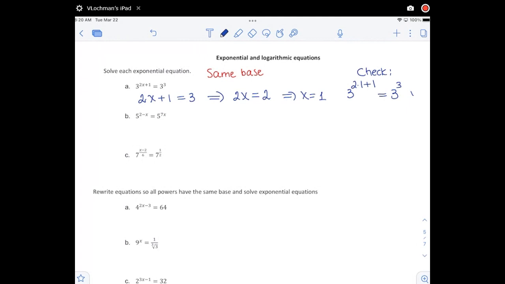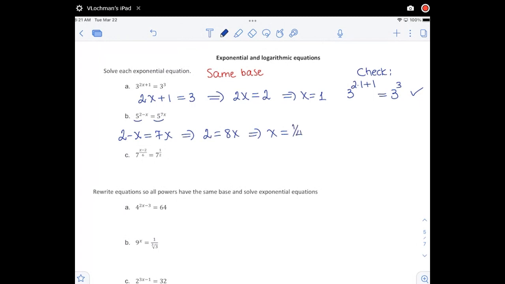Here I have 5 raised to the power 2 minus x equals 5 raised to the power 7x. Once again, I have the same base, so we set our exponents equal to each other. Okay, we get a simple linear equation. So this is equivalent to 2 equal to 8x, or x is equal to 2 over 8, which reduces to 1/4.